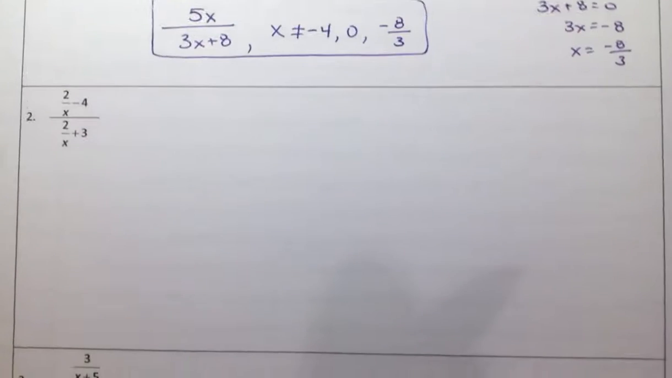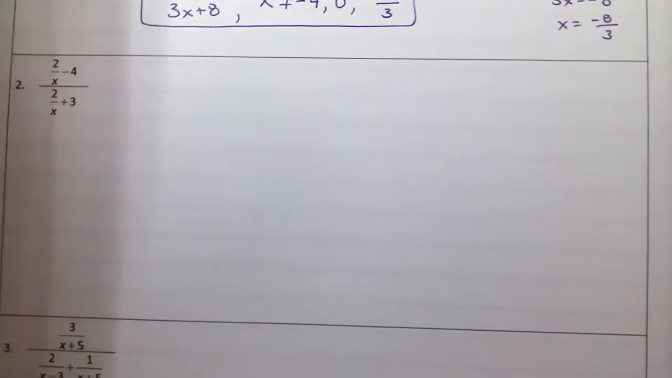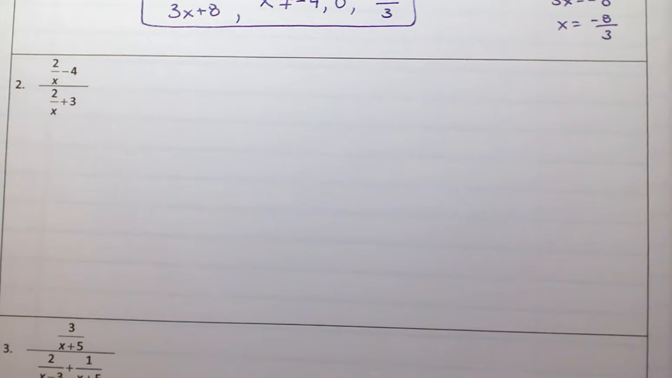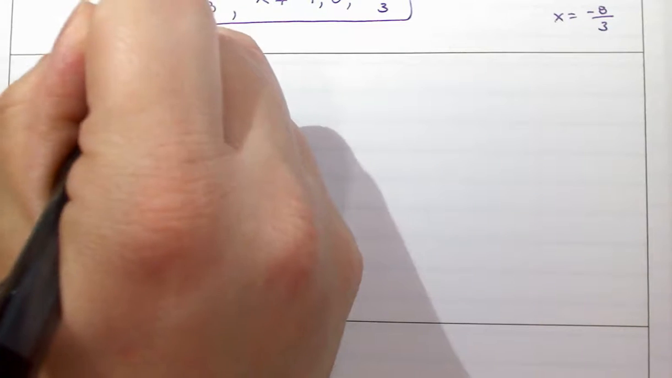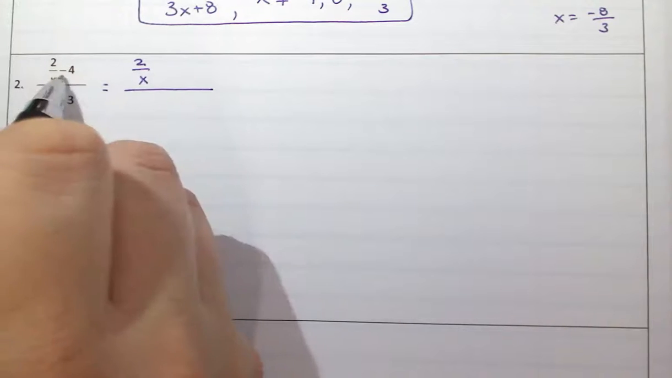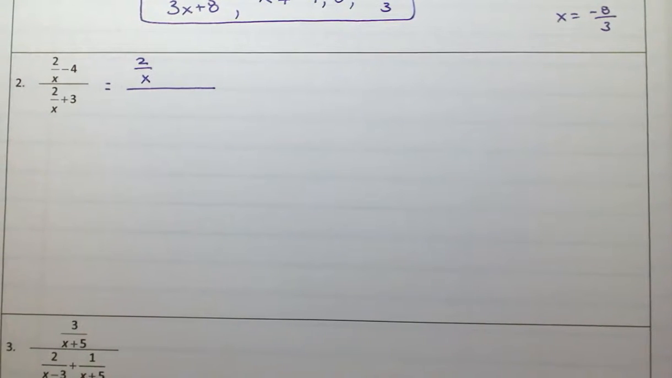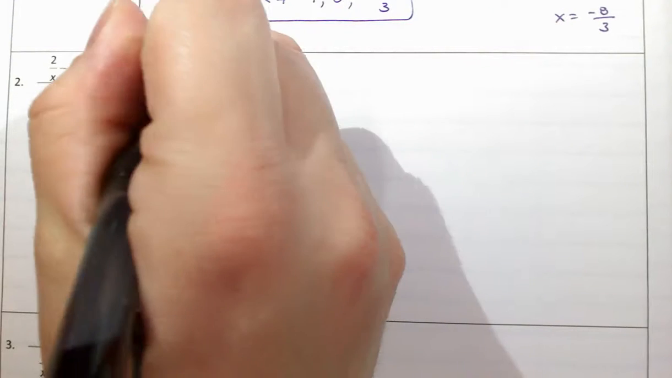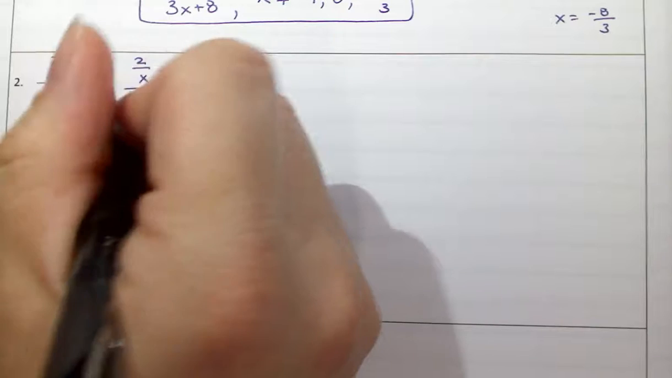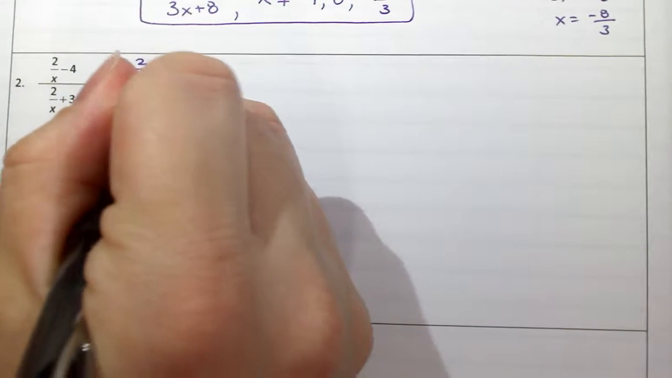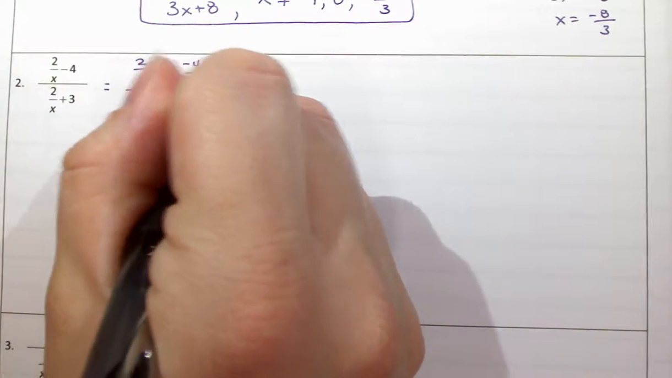Number 2. All right, this time they weren't quite as kind to us. They gave us 2 pieces that have to be simplified, so a numerator and a denominator. So the first thing I would do is rewrite this, because I don't like that -4 not being over a fraction. And more importantly, I don't like negatives. So I'm going to change this to plus -4 over 1. And then the same thing on the bottom here, 2 over x plus 3 over 1.